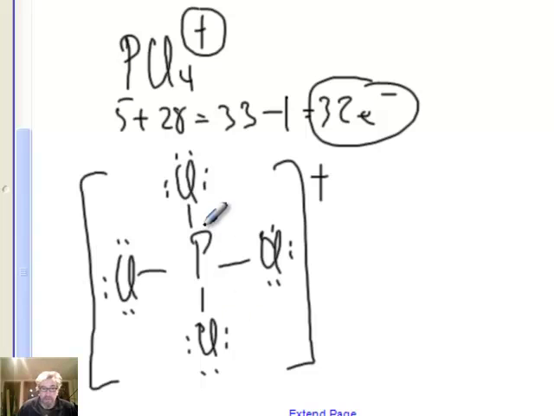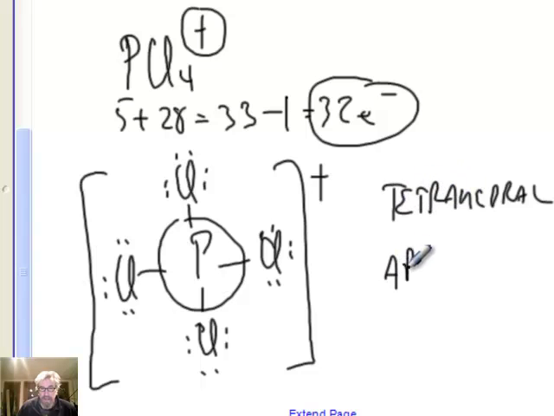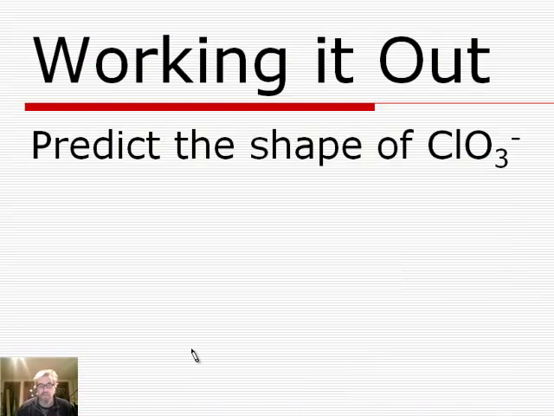Now, how about the shape? If I take a look at the central phosphorus, it's got 4 regions of electron density, and those are all bonds. And when that's the case, we have a tetrahedral molecule. You could also think of this as an AB4 if you're using the code, and that indicates to you also that it's tetrahedral. Well, we're at the working it out phase here, and so it's time for you to make a prediction.